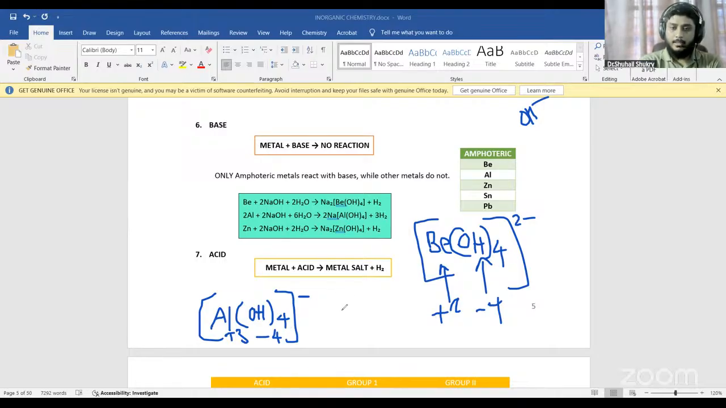When you take zinc, zinc is +2. Then the four OH is -4. So the zincate ion is ZnOH4 2-. So can you understand how you get the minus here, how you get the 2- here? Everything has a logic. Clear? So there is a logic behind that.